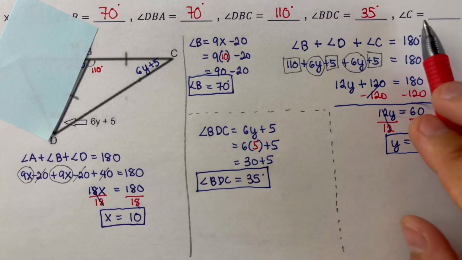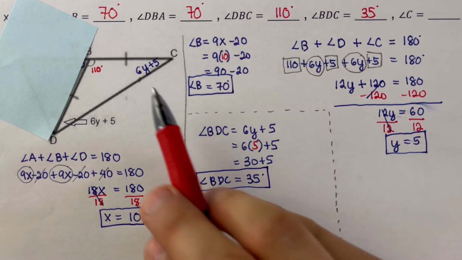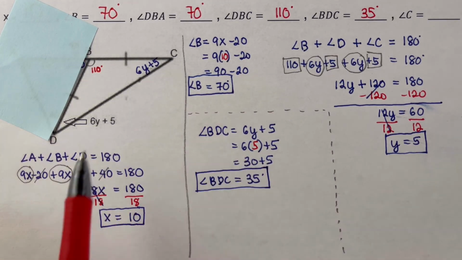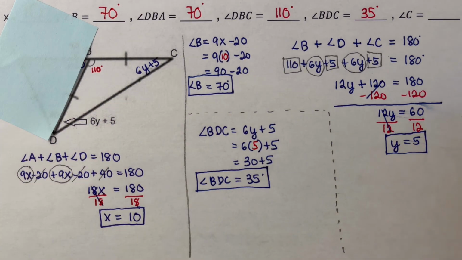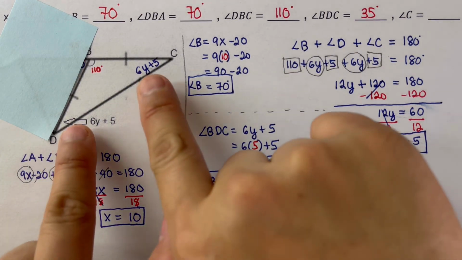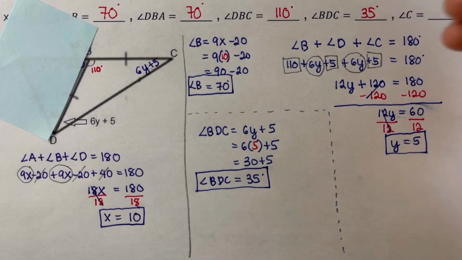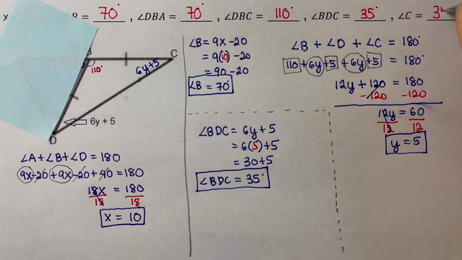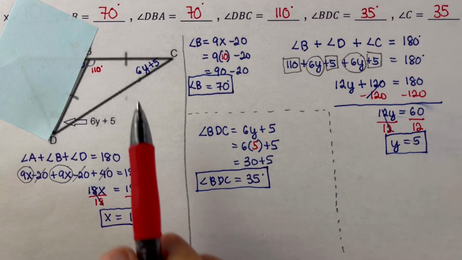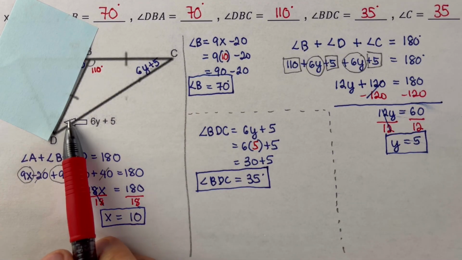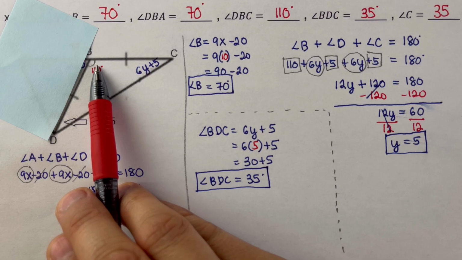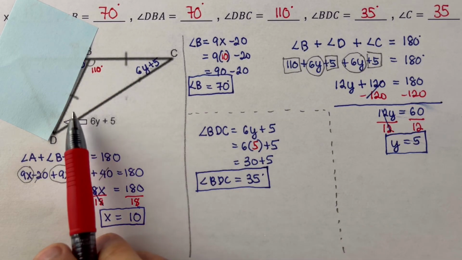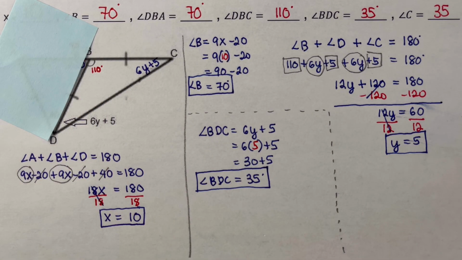Now, we are supposed to determine the measure of angle C. Remember, these two are equal to each other. You can plug in the 5 in here. 6 times 5 is 30 plus 5 is 35. Because these two are equal to each other, this one right here is also 35. Please notice that 35 plus 35 is 70, plus 110 would be 180, which is the sum of all the angles inside a triangle based on the triangle sum theorem.